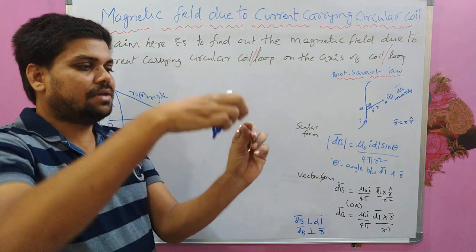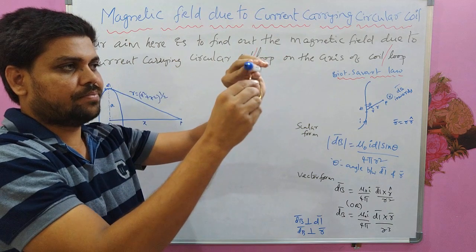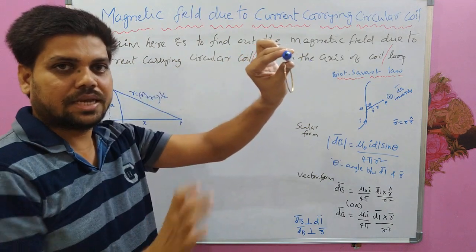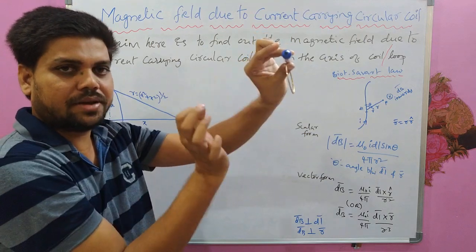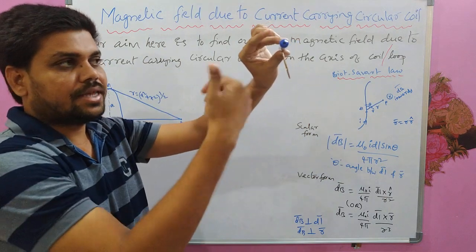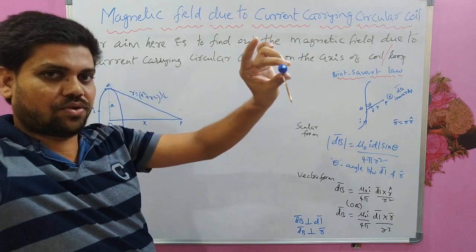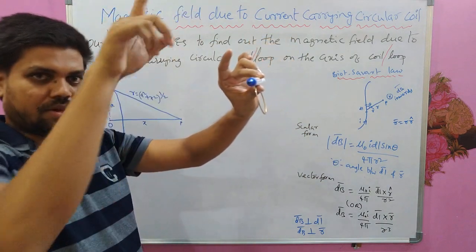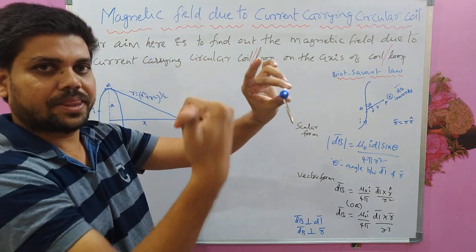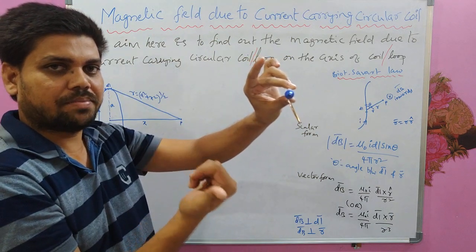Okay, and the length element that I have considered is here. This marker pen is, assume it as some dl. The length element, small length element dl, I have considered on the top of this current carrying coil. And what is the current direction here? Outwards, because the current is flowing like this in the clockwise direction from this side. The current is flowing this way.